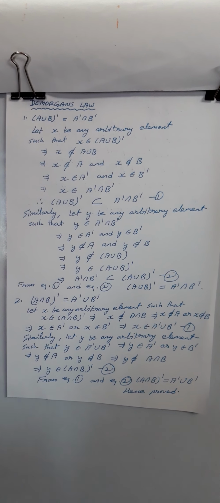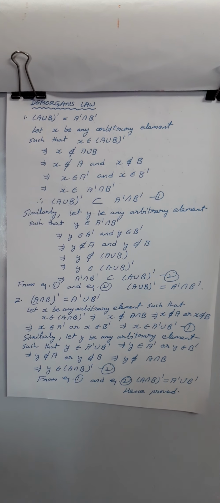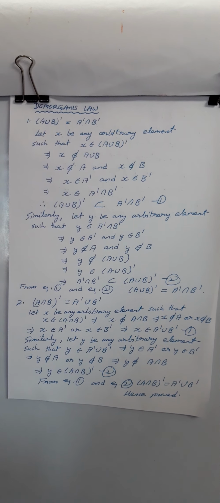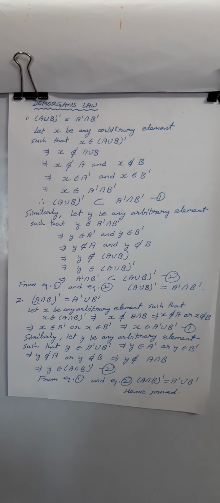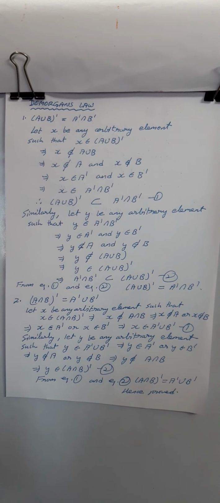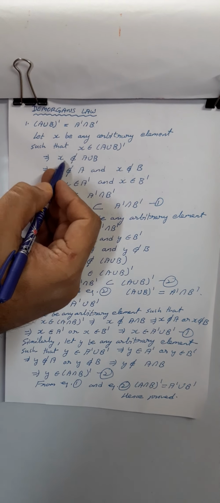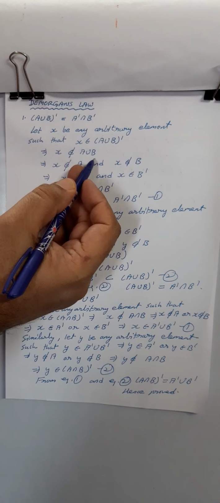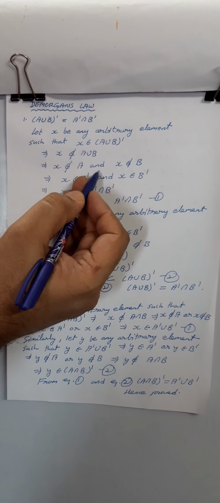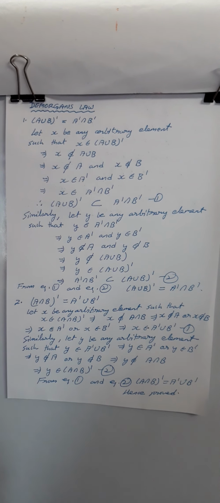Because we know that when we have an element in a union of two sets, either it is an element of one set or the second set or both. So by this we get a confirmation that it is not an element of A as well as of B. That's why I have put an AND over here.